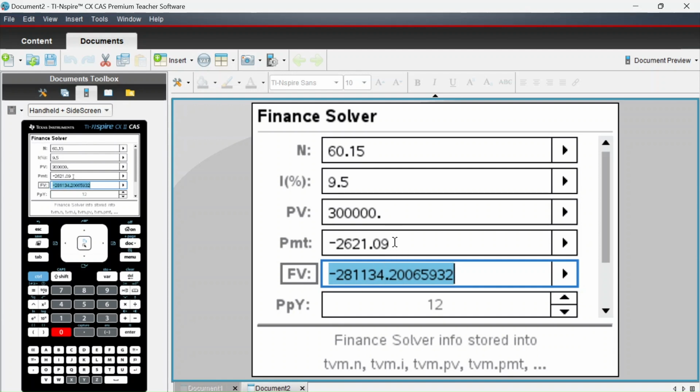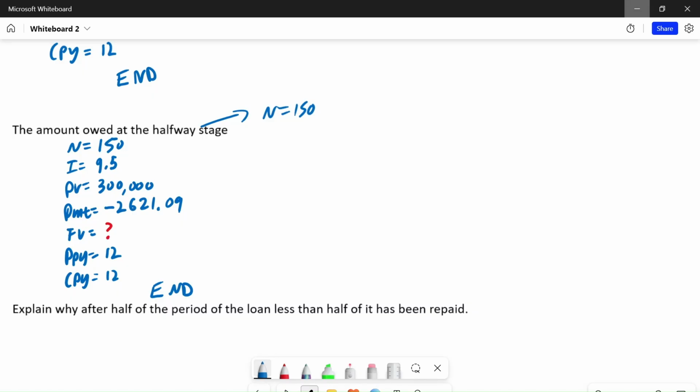Now, once again, if you've left this not rounded off, you'll be a tiny bit different to that, but pretty much the same thing. So 281,134 and 20 cents for this one. 281,134, $0.20. That's how much is owed at halfway.